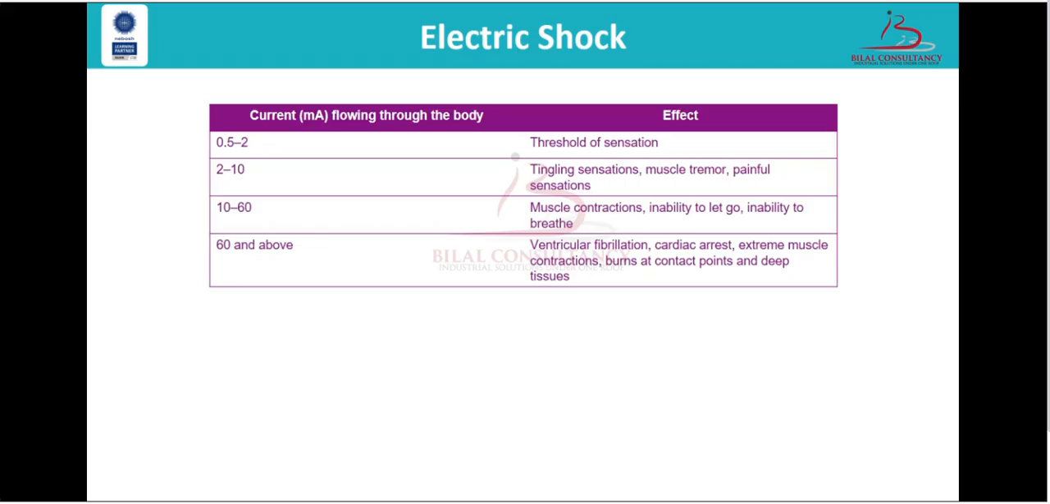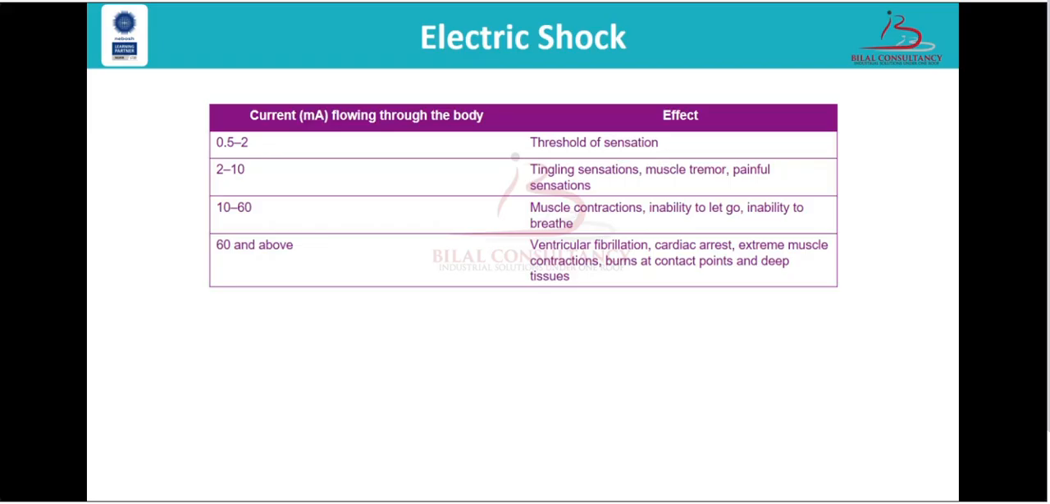For current ranging from 10 to 60 milliampere, the effect will be muscle contraction, inability to let go, and inability to breathe. For current ranging from 60 milliampere and above, there will be the effect of ventricular fibrillation, cardiac arrest, extreme muscle contractions, and burns at contact points and deep tissues. The important thing to note here is that the current is measured in milliampere. 1 milliampere is 1,000th of an ampere.